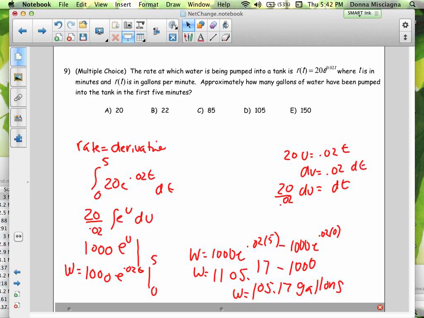So when we evaluate that, and it's just a calculator problem, that would give us 105.17 gallons. So 105 would be the right choice there. It says approximately. It's not going to be an exact number anyway. You've got e in there, all right? And it's not e to the 0 power except for the last one. All right, so I'm hoping that these are making sense to you, and you're seeing how these kinds of problems are solved.